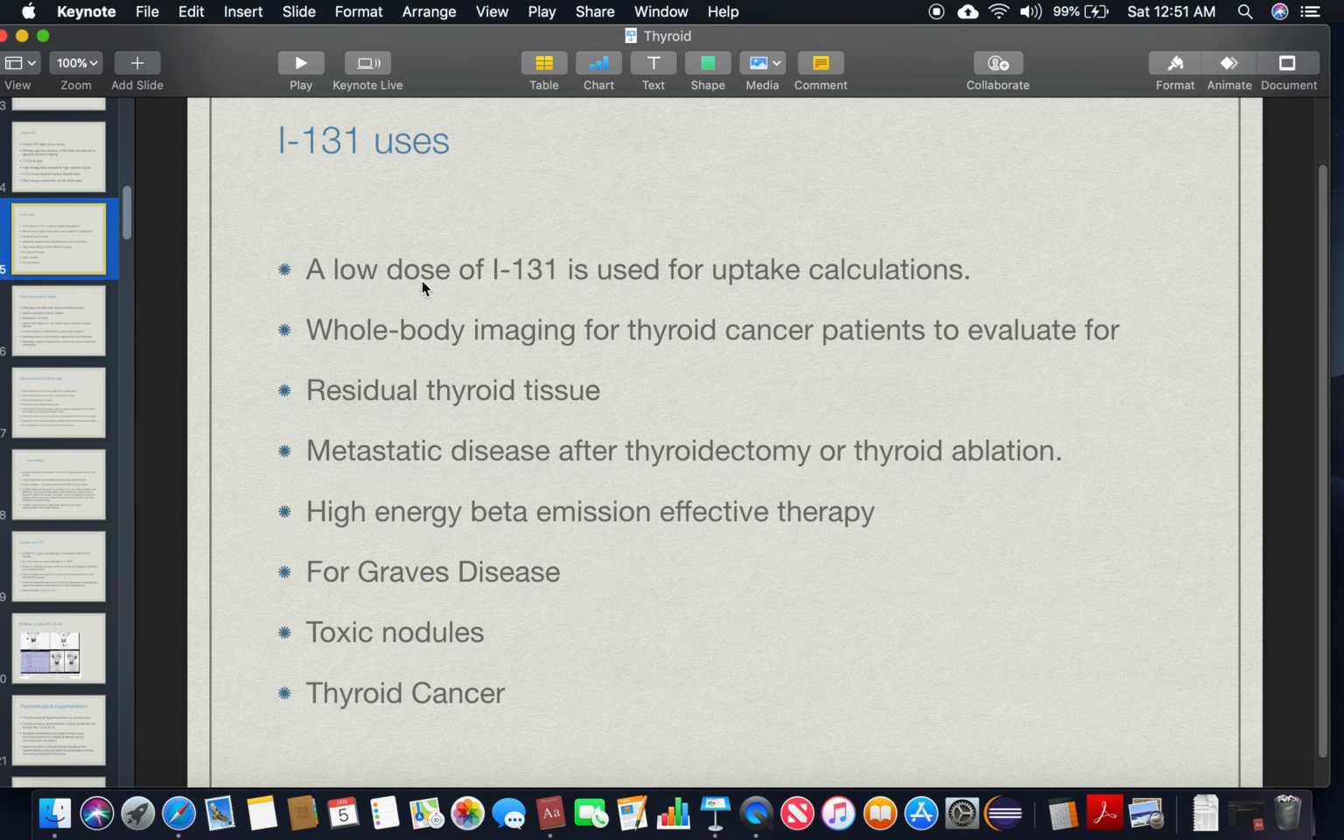Now we use this for a number of purposes. We can use it for uptake calculation, for whole body imaging in patients who have thyroid cancer, for residual thyroid tissue evaluation, for metastatic disease, for treatment, and for Graves' disease treatment, toxic nodule treatment, and obviously thyroid cancer treatment.